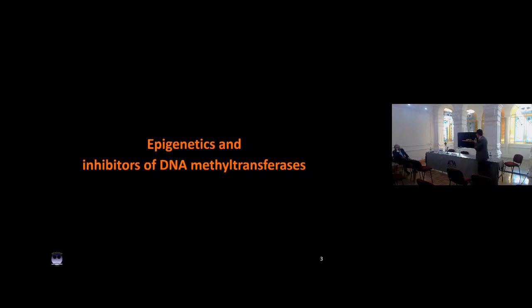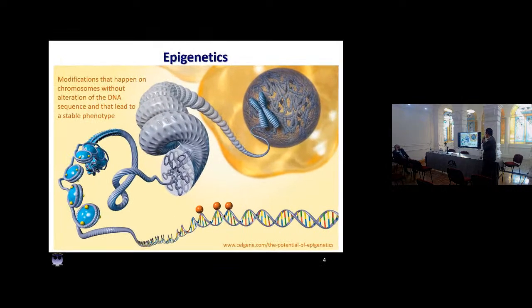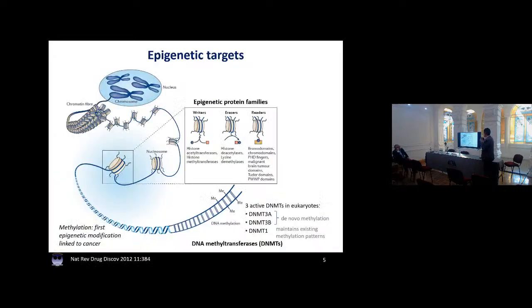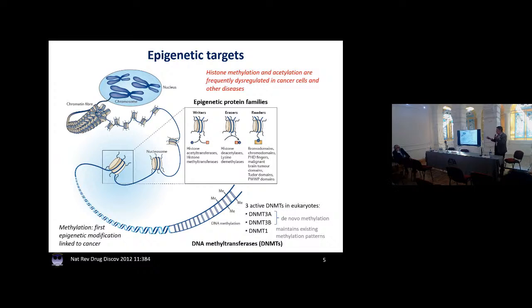So what is epigenetics? Epigenetics refers to modifications that happen to the chromosomes without alteration of the DNA sequence that lead to a stable phenotype. There are three main epigenetic target families: writers, erasers, and readers. It is known that histone methylation and acetylation are frequently dysregulated in cancer cells and in other diseases as well. Perhaps historically, methylation was the first epigenetic modification associated with cancer.